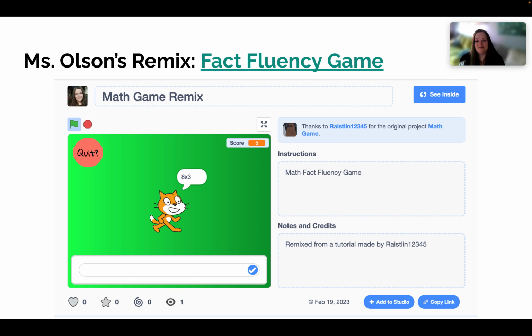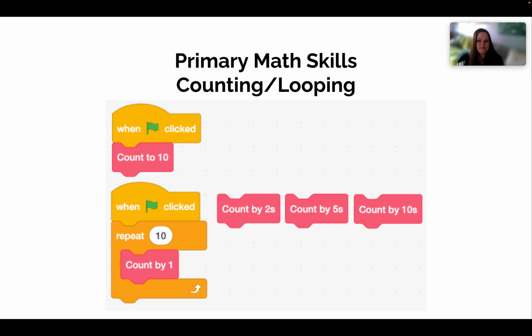So my kids think it's kind of dorky, but I think it's great. On the notes, please note that I did give credit to the original creator of the project because it is a remix. So be sure to do that if you do the same thing.